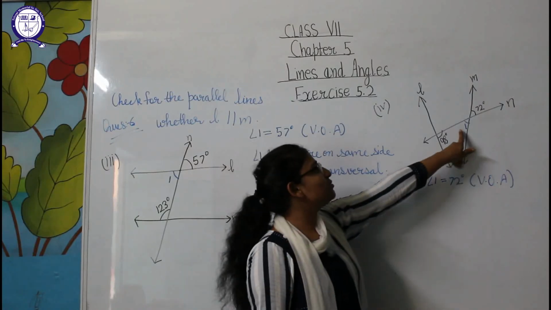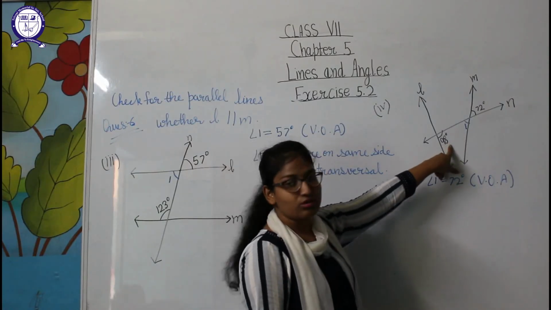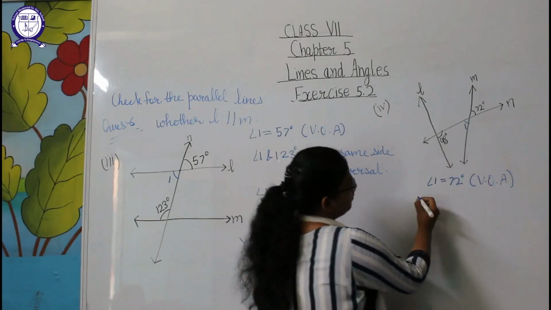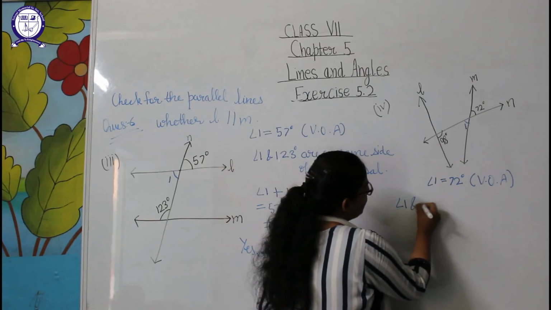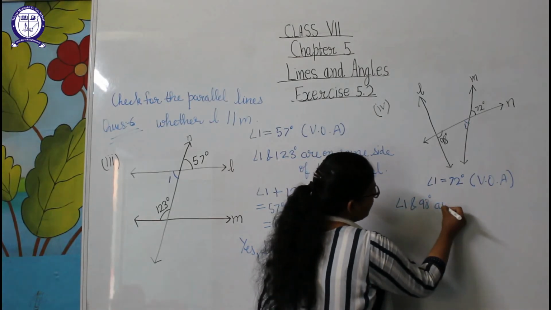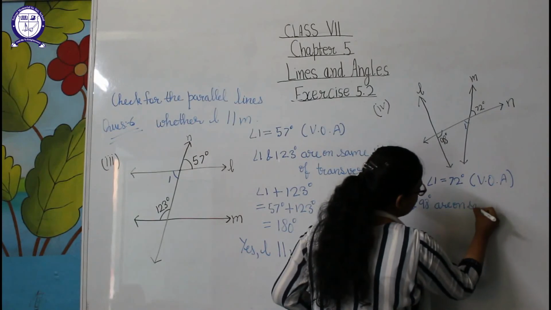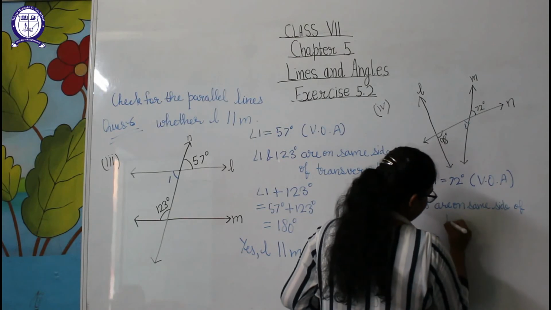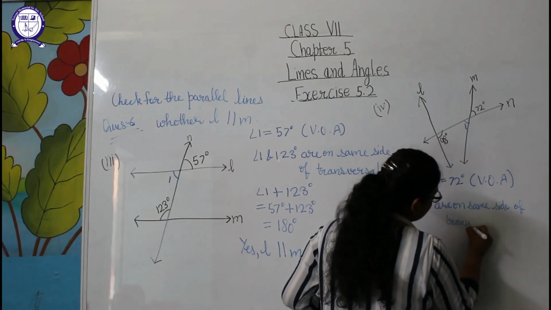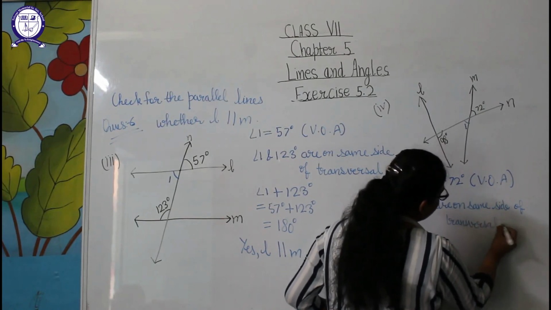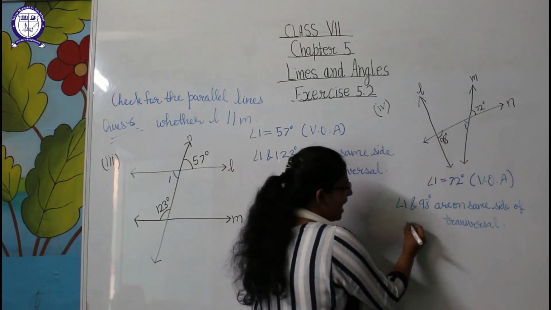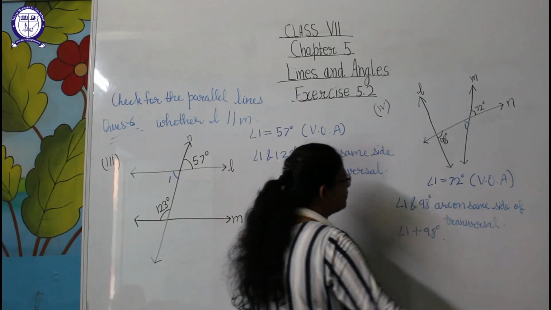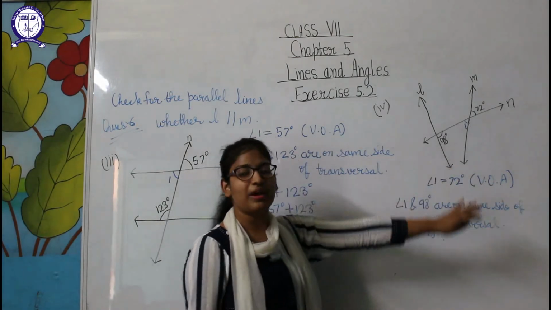Okay, and what is the relation between angle 1 and 98? They are also on the same side of the transversal and also in the interior part. So we will write angle 1 and 98 degrees are on the same side of the transversal. So what will be the relation between them? If we add them, what should we get? We get 180 degrees, and if we get 180 degrees, then we can say that L and M are parallel.